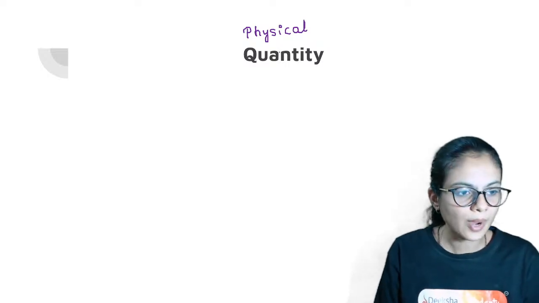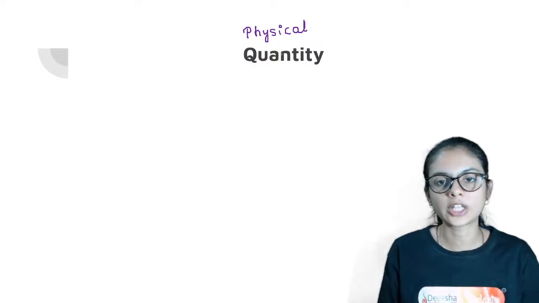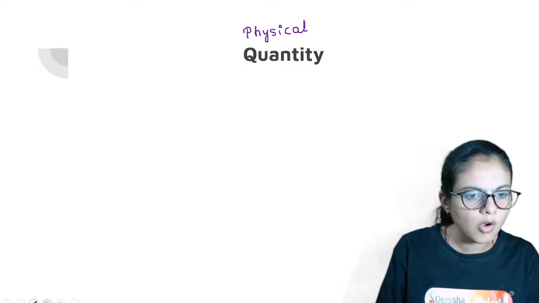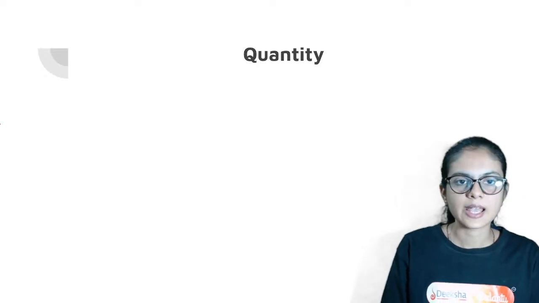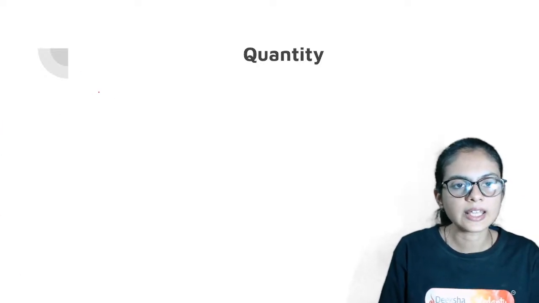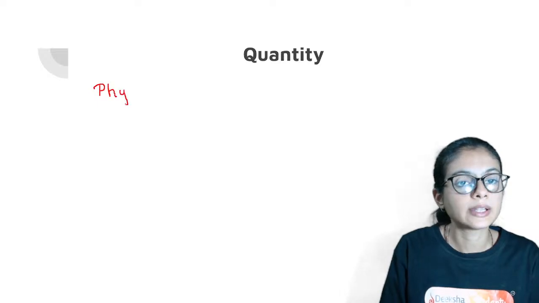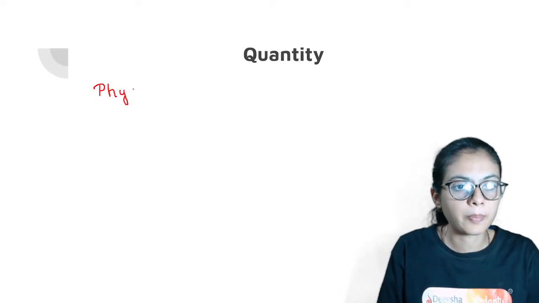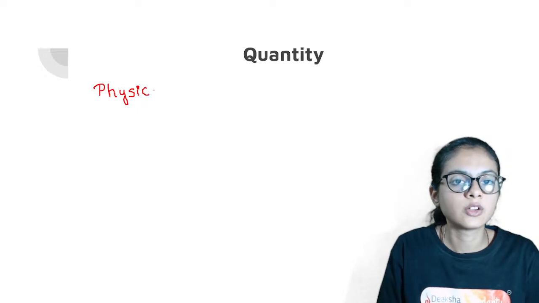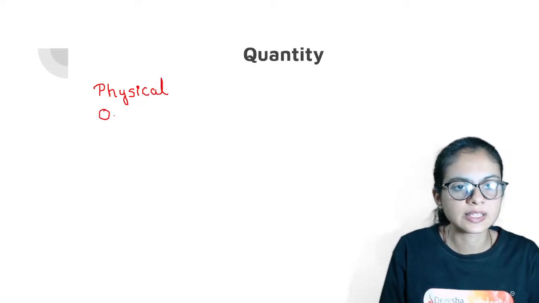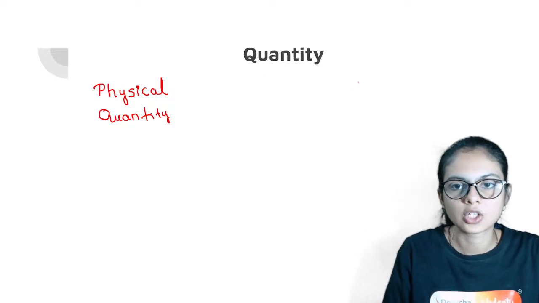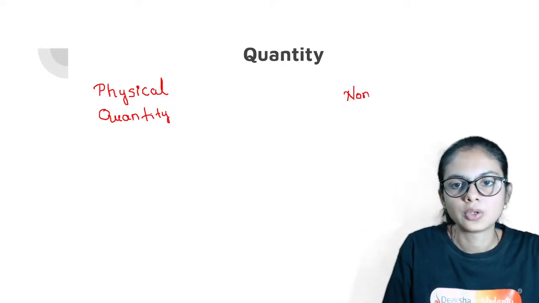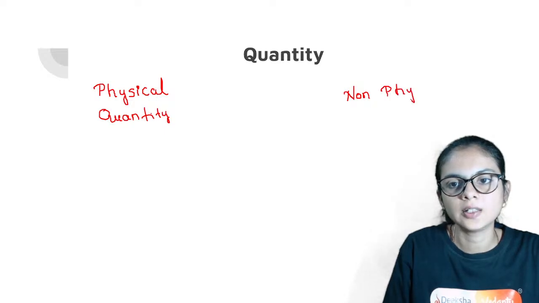Okay, this can be divided into two types. The entire set of quantities that are present in the universe can be divided into two types. One is called physical quantity and the other one is non-physical quantity.